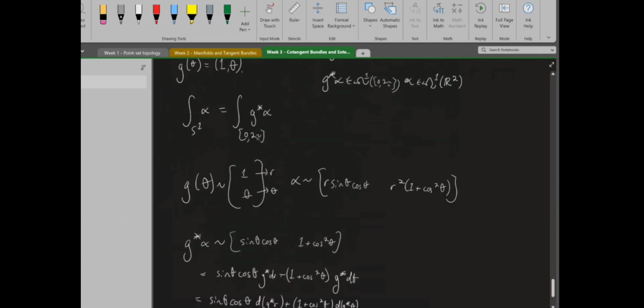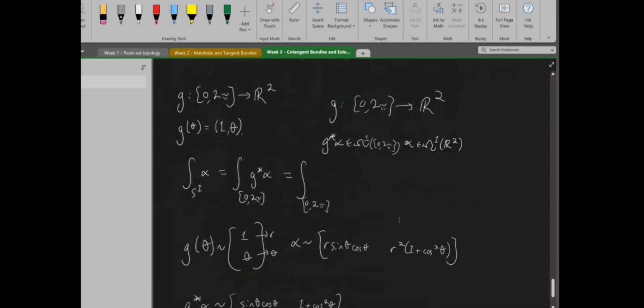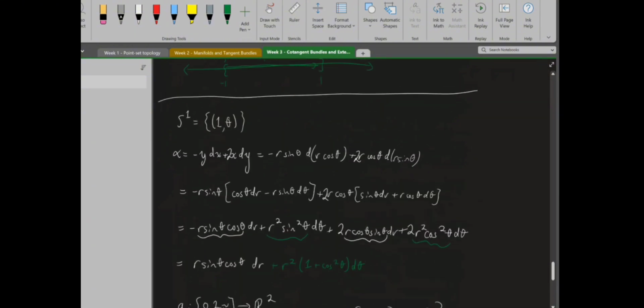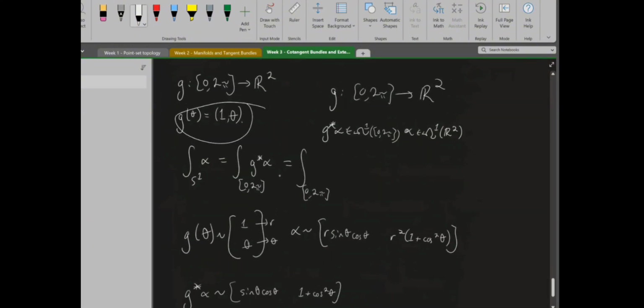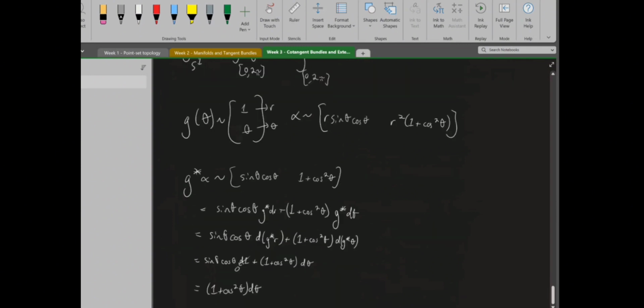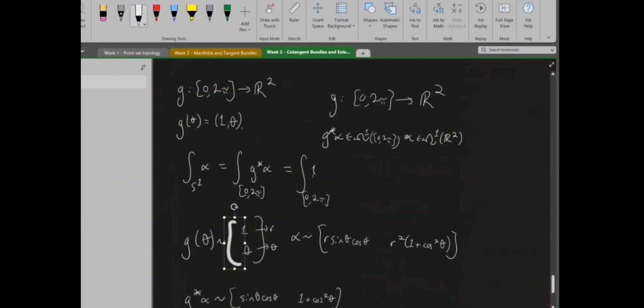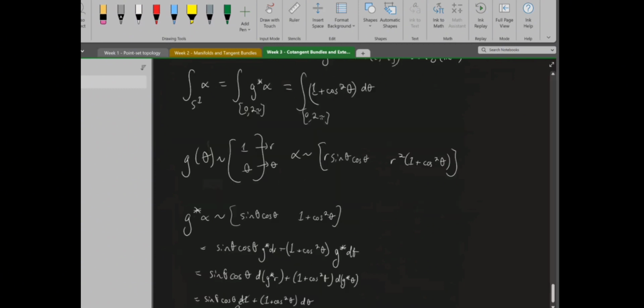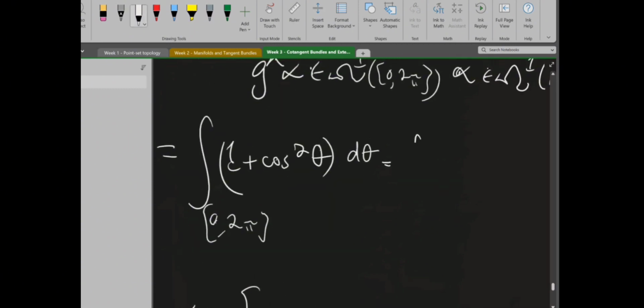And this is what you want to integrate, right? So this ends up being 0 to 2 pi. And the orientation here is already good. We're already going counterclockwise by virtue of my definition of g up here. And g star alpha is just 1 plus cosine squared theta d theta. Then you can evaluate this in the usual way, just integrating, plugging things in. If you want to, you can rewrite this way.